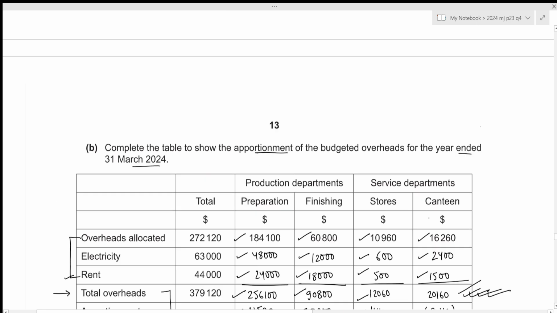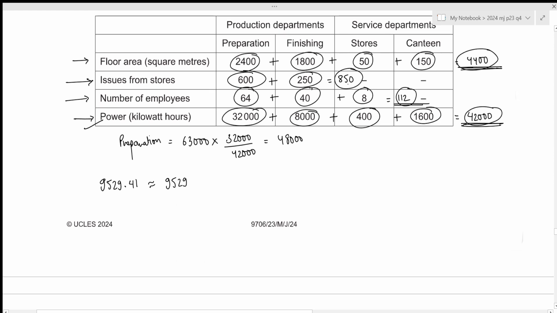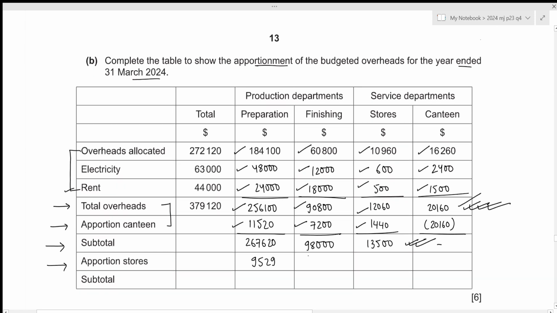We then repeat the same process for finishing department. So that will be 13,500 times 250 divided by 850. This results in the value of 3,970.59. We can round it off. So that will be 3,971. Let's write it down. 3,971. Since we have apportioned this amount from stores, we just need to subtract the exact same amount here.